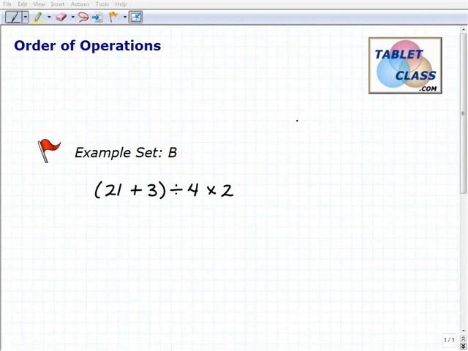This is our second example set B. And of course, I hope you had a chance to watch that lesson video first. It's always important that you start with the lesson. But anyways, let's go ahead and get going here.